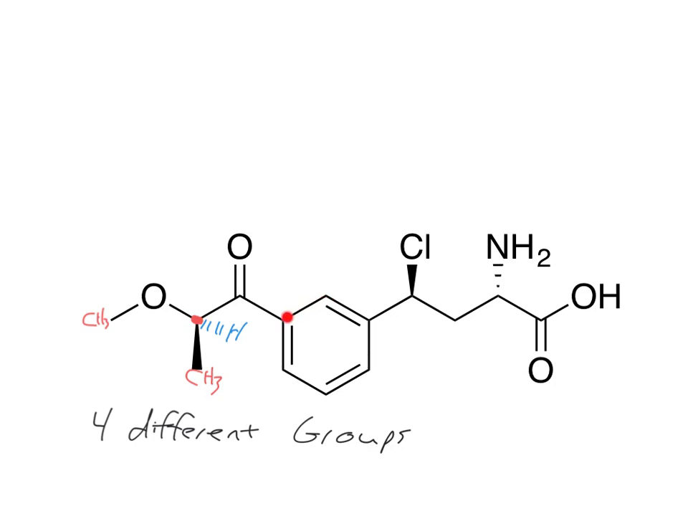Same thing for the benzene ring. It makes the benzene ring really easy because each one of these carbons is attached to a double bond, so we have no chance of being a chiral center. So all six of these carbons are not chiral centers.